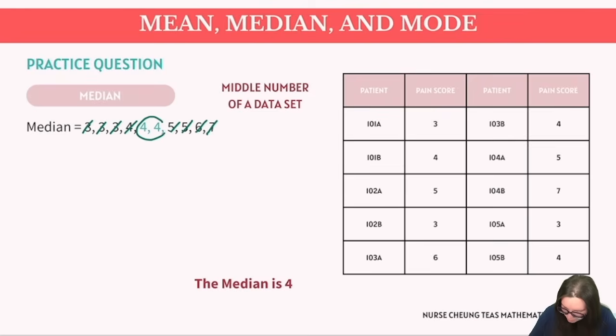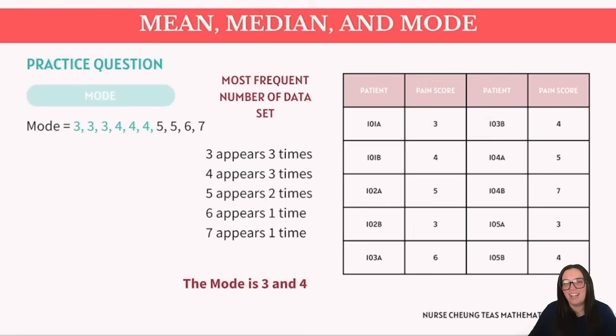Look at that. Remember, we have an even number of data points, so we have 4 plus 4. Well, 4 plus 4 is equal to 8, divided by 2 is equal to 4, so our median number here is 4.